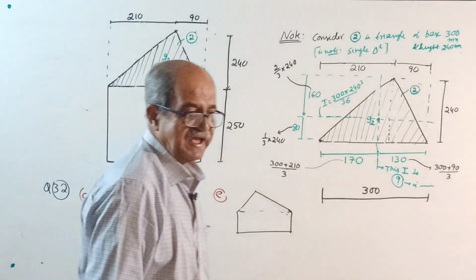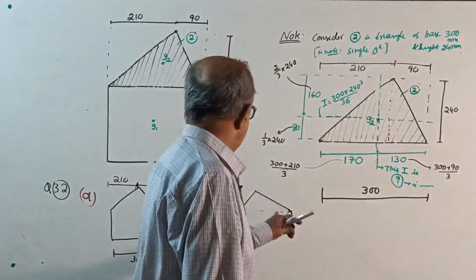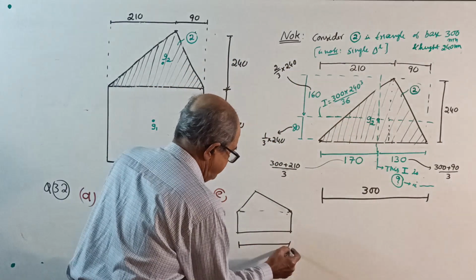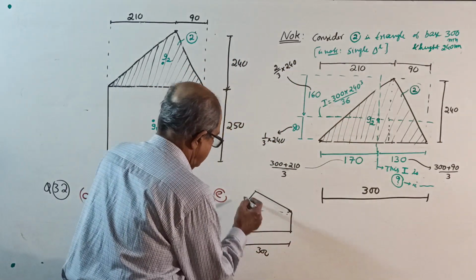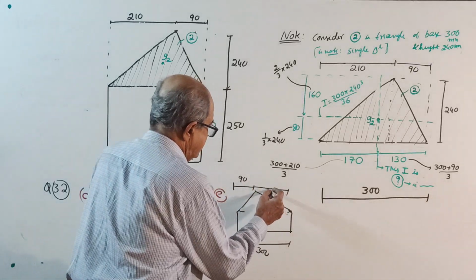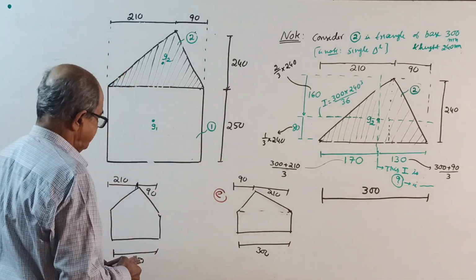Here, 1 minute. Check the camera once. Safer side. Actually, no problem, I think. Okay, no problem. Here, 32E is, this is 300. This is 90. Interchange. 210. Okay. Height I don't want. Height not required.